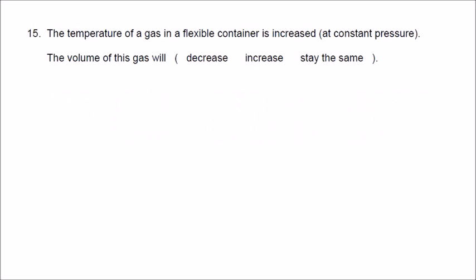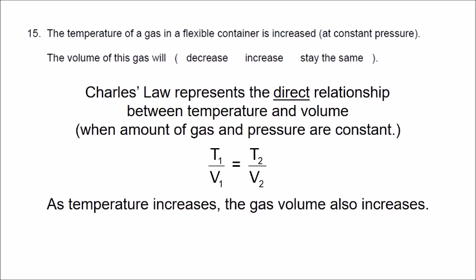Number 15. Temperature goes up. What happens to the volume? So Charles' law says that temperature and volume are directly related. So when temperature increases, the volume increases as well. So we're talking about changing two variables and holding the other two constant. So what's not changing is pressure and number of moles. But when temperature goes up, volume goes up.